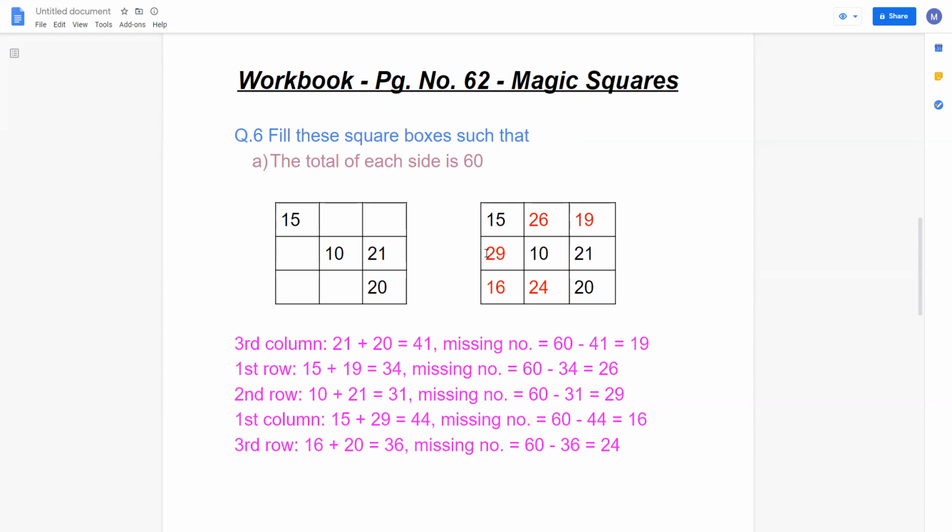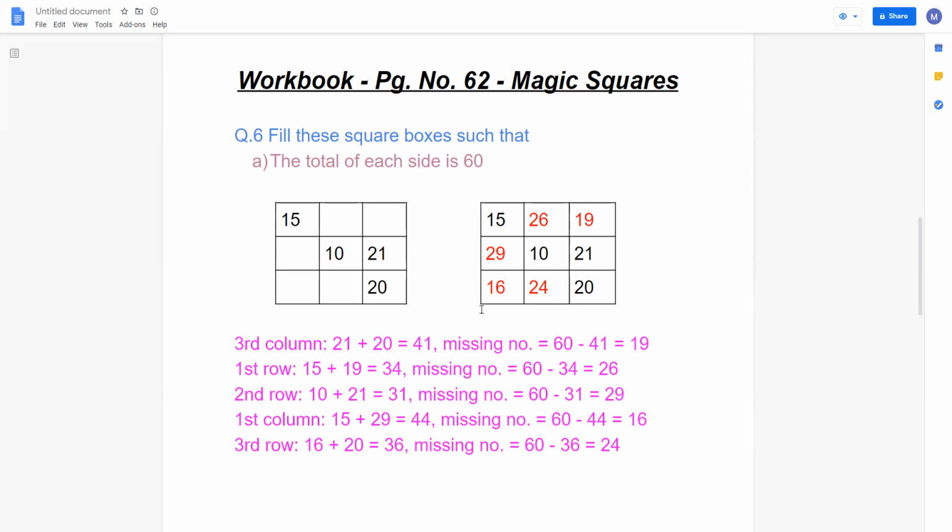Now we will go to the second row. This is the second row. In the second row, 10 and 21 we already have. So what we can do, add these two and subtract from 60, then you will get the first column number. So second row, 10 plus 21 equals 31. So the missing number in that row equals 60 minus 31 equals 29. So we have got 29 here. So the second row is also filled.